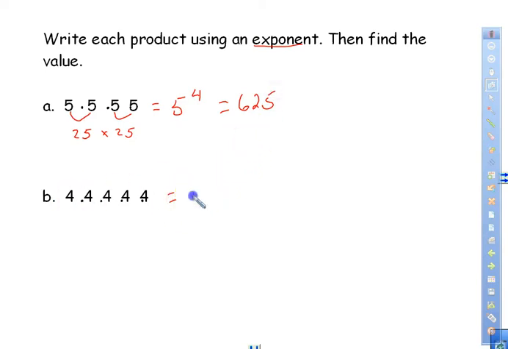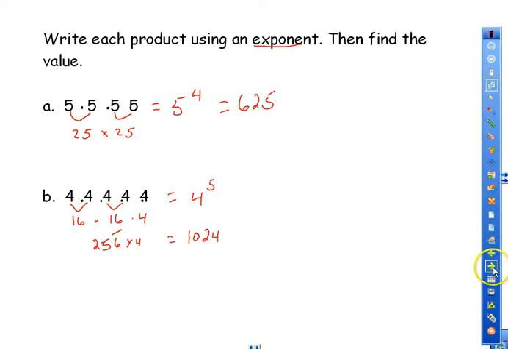This one, I've got the base is 4, and then I have 1, 2, 3, 4, 5 of those. That's my exponent. Then I can simply look at this and go, well, 4 times 4 is 16. Same thing here. And 1 left over times 4. And then take your 16 times 16, which equals 256 times the 4, which is 1024. Okay. Let's look at the next one.